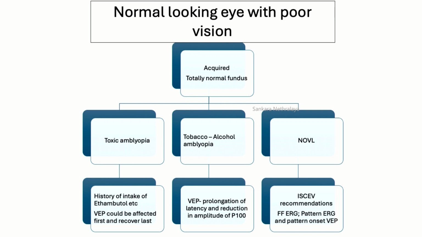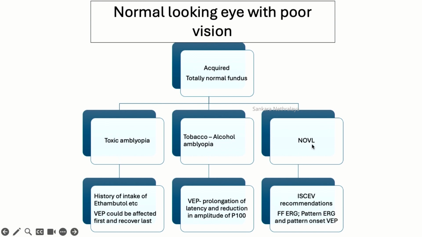You can get tobacco alcohol amblyopia, which is a chronic disorder, not acute. I'm not talking about alcohol amblyopia of methyl alcohol poisoning, which usually has some amount of disc edema and retinal edema. So it's not a normal looking fundus. But a person who is chronically consuming alcohol and also tobacco and is suffering from nutritional problems, they get a normal fundus. Okay. VEP shows prolongation of latency and reduction in the amplitude of P100.